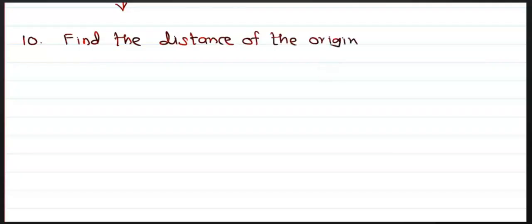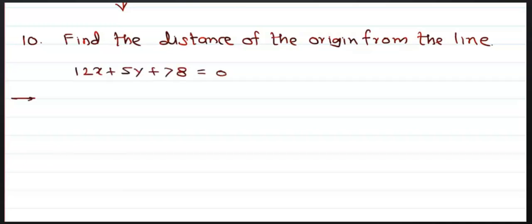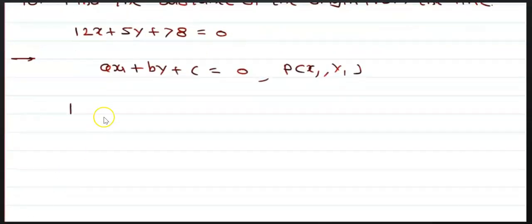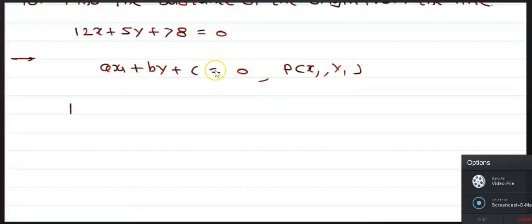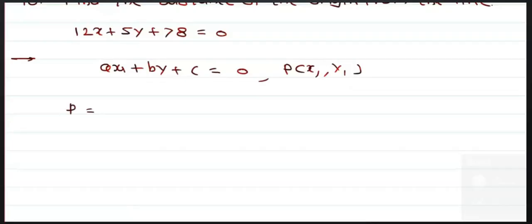Now next, find the distance of the origin from the line 12x plus 5y plus 78 is equal to 0. Now ax plus by plus c is equal to 0 and the point P(x1, y1). We will apply the distance formula here.